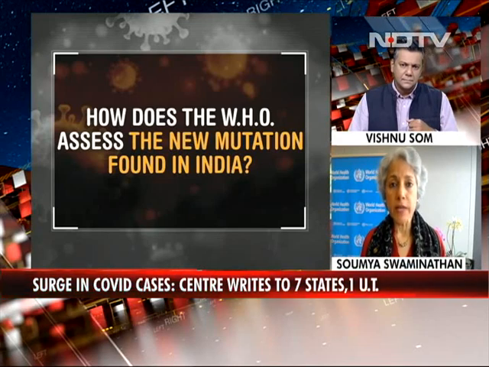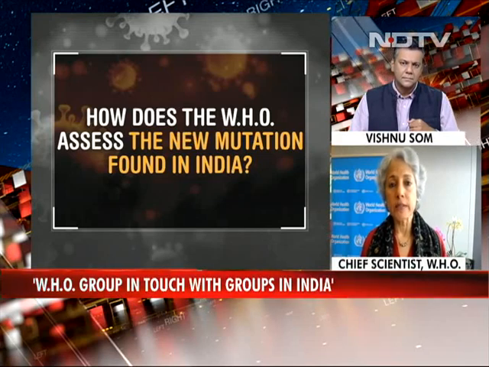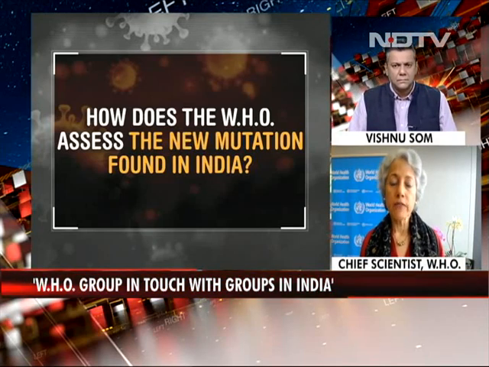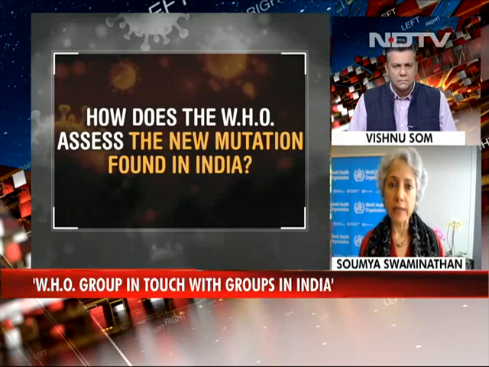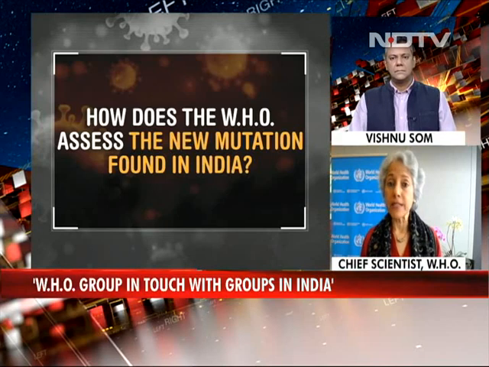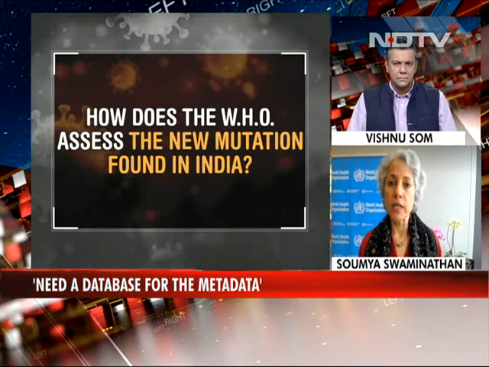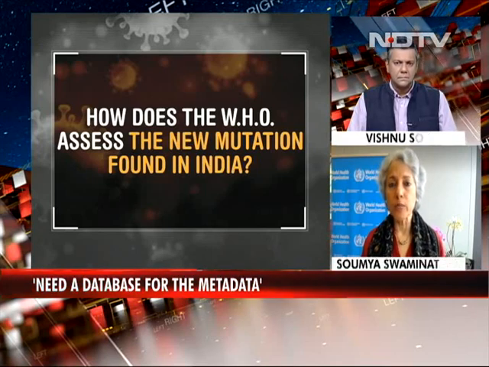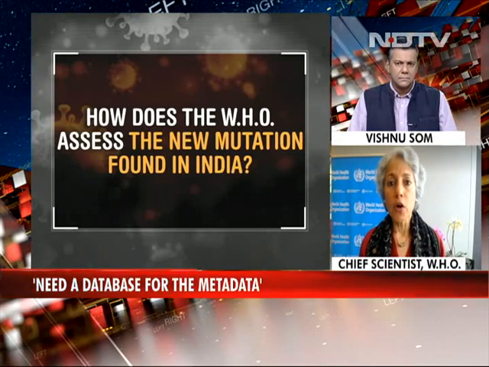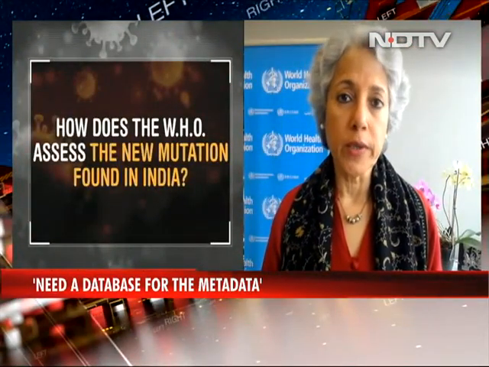So there is this mechanism now that's been set up, and we are in touch. The group here is in touch with the groups that are doing the genomic sequencing in India, and eventually it would be really good to have this kind of a global database. There are publicly available genomic databases, as you know, but the data needs to be complete. It needs to have the metadata, as I said, the clinical and the epidemiological, in order for it to make sense. So I think it's really important to put in place the mechanisms to collect that data and to make sure that it's of good quality, so that you can then interpret what these variants are actually doing.